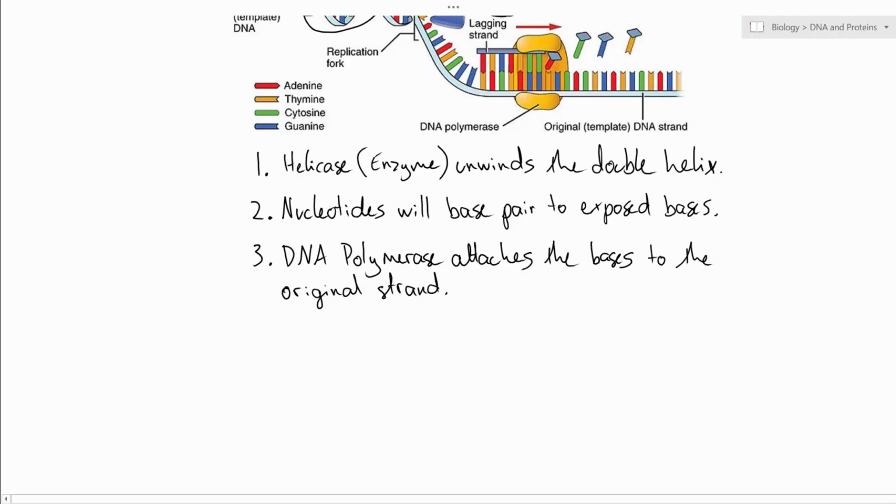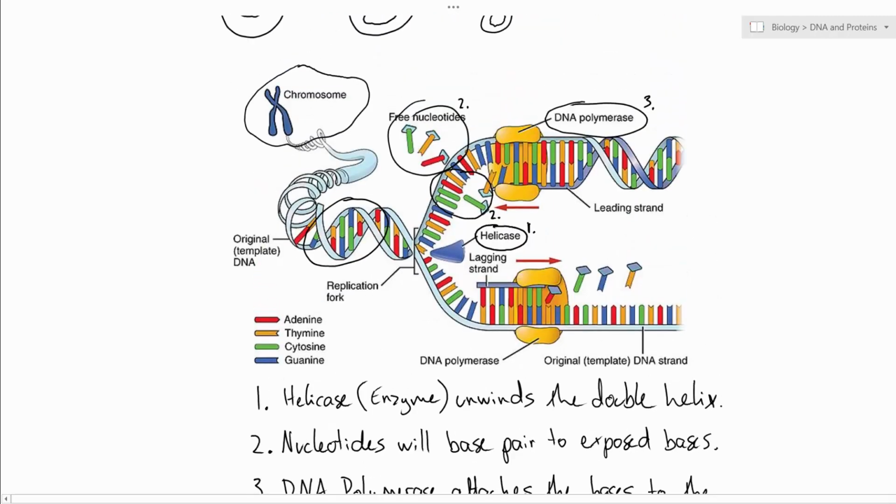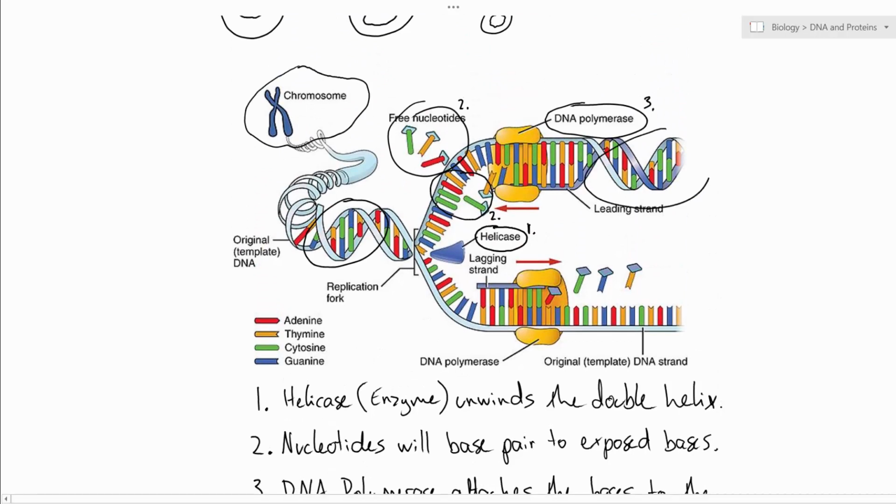And finally, what will occur in step 4 is the new helix will wind up, I guess we could say. Or rather, let's say each new helix, because we have now got 2. So each of these new helixes will wind up. We can see that sort of occurring there. Once DNA polymerase is connected to the bases, then they will twist back together into a double helix.